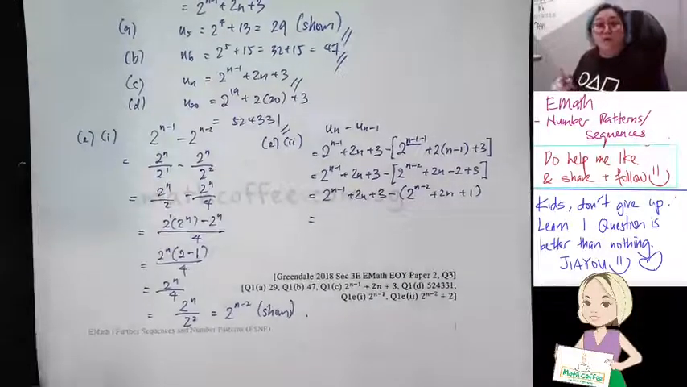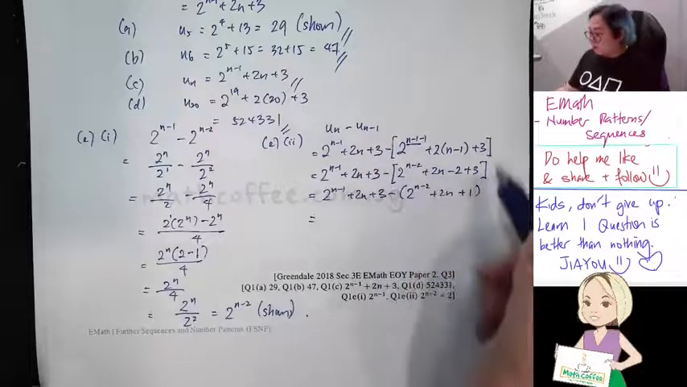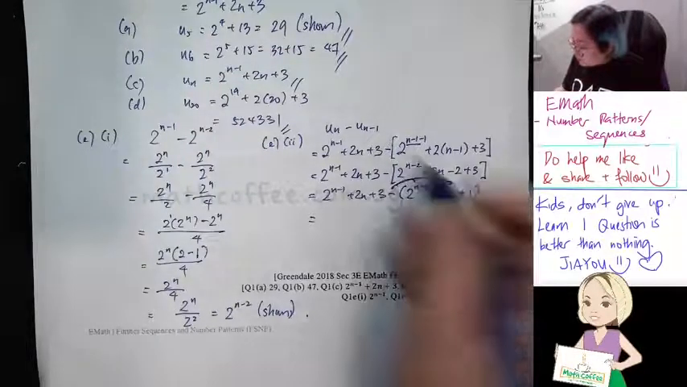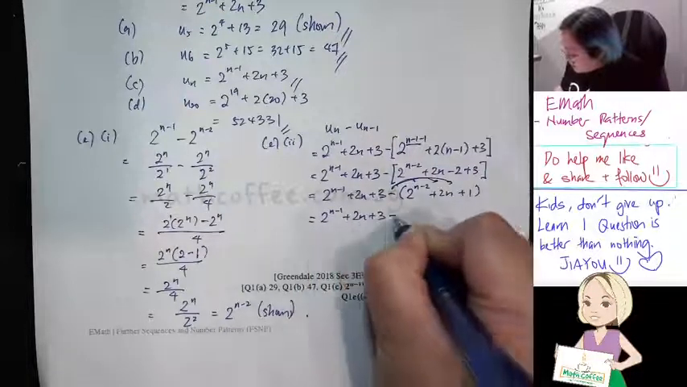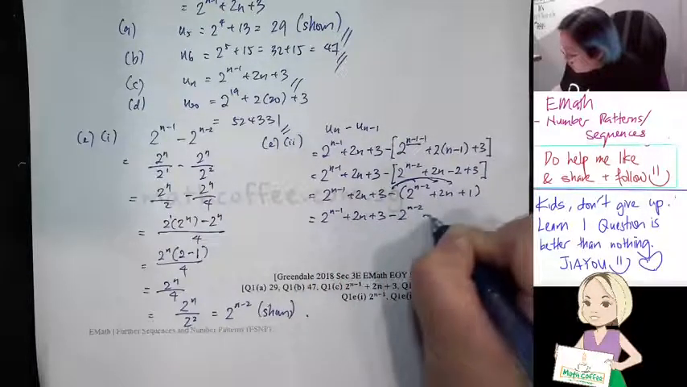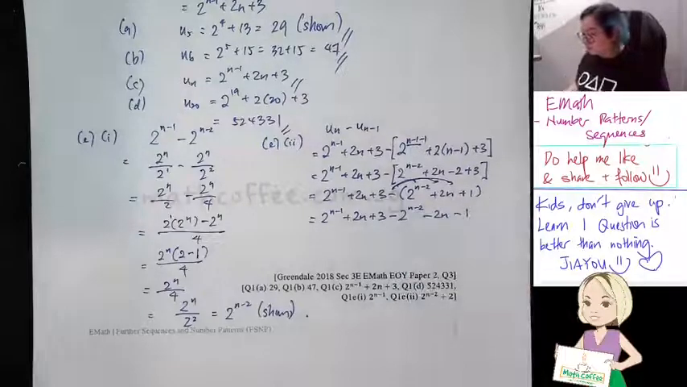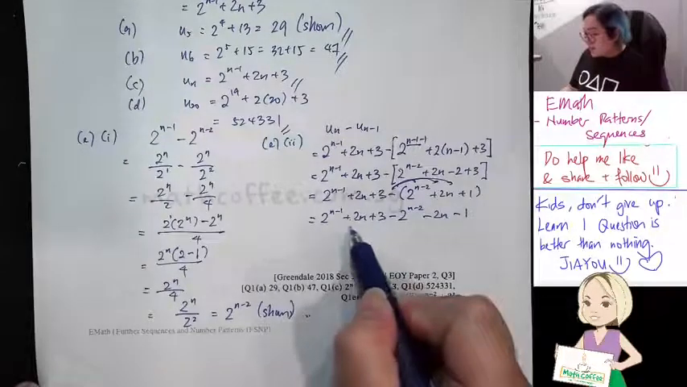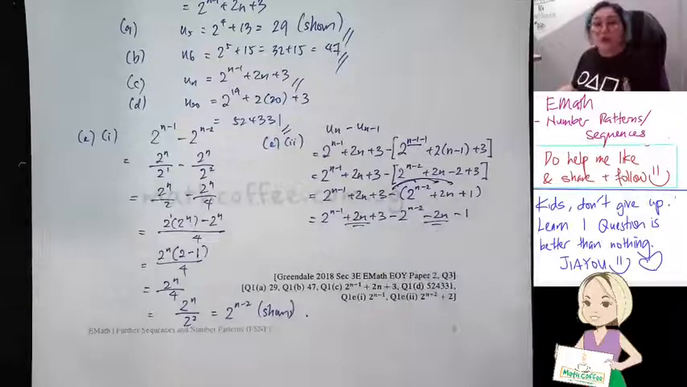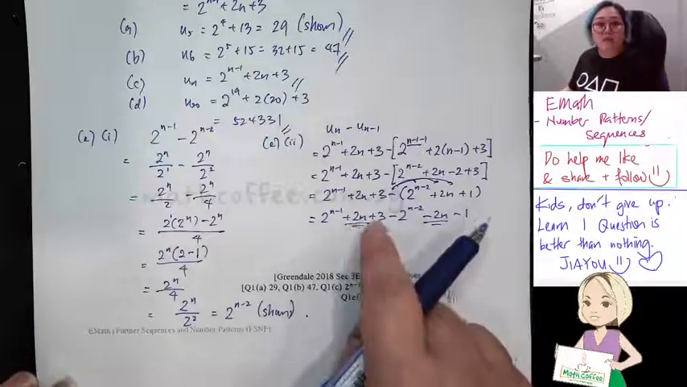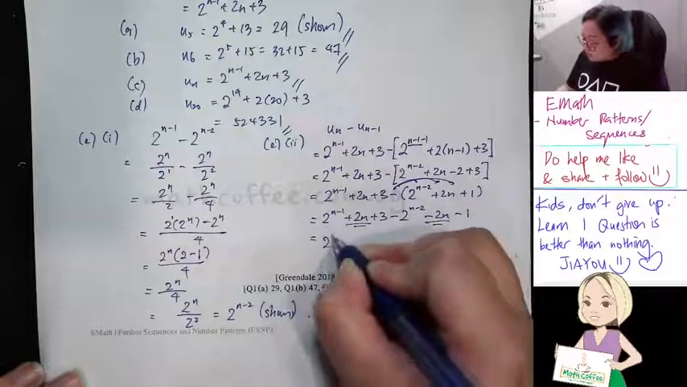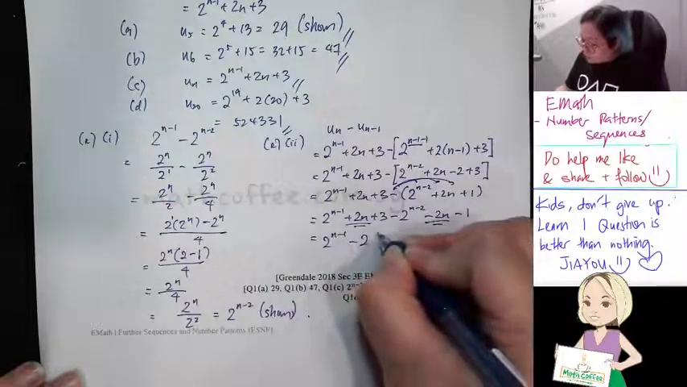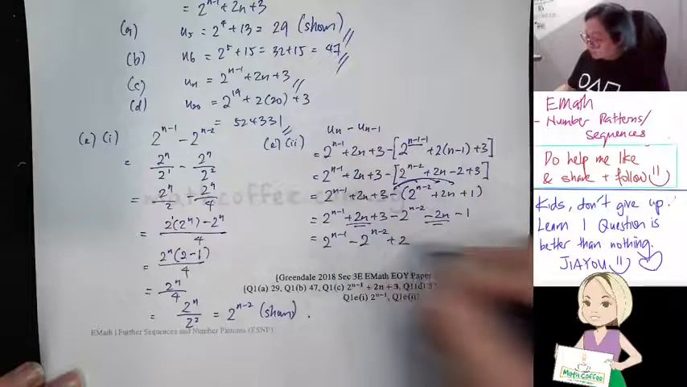Okay, now I'm ready to open my bracket. So rainbow out: rainbow, rainbow, and rainbow. So I have 2n minus 1 plus 2n plus 3 minus 2n minus 2 minus 2n minus 1. See this and this net off each other, so it disappears, correct? It becomes 0. Now I have my numbers, plus 3 minus 1, it is a plus 2. So now I have 2n minus 1 minus 2n minus 2 plus 2.